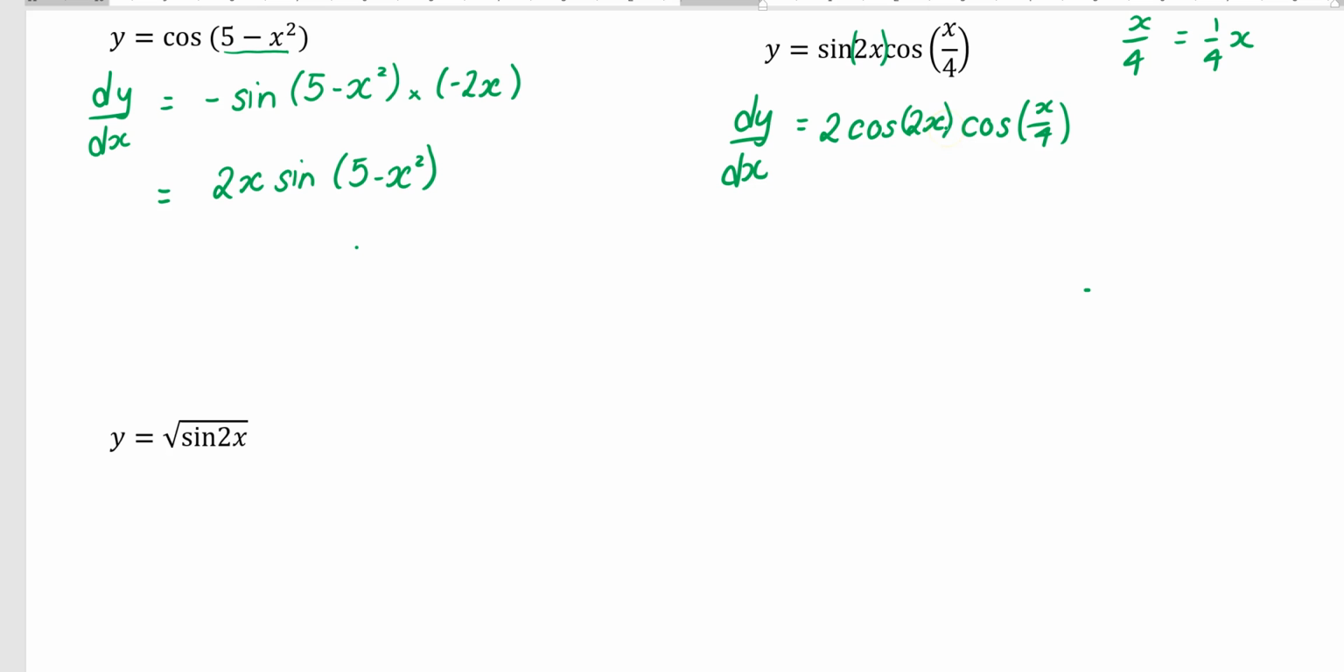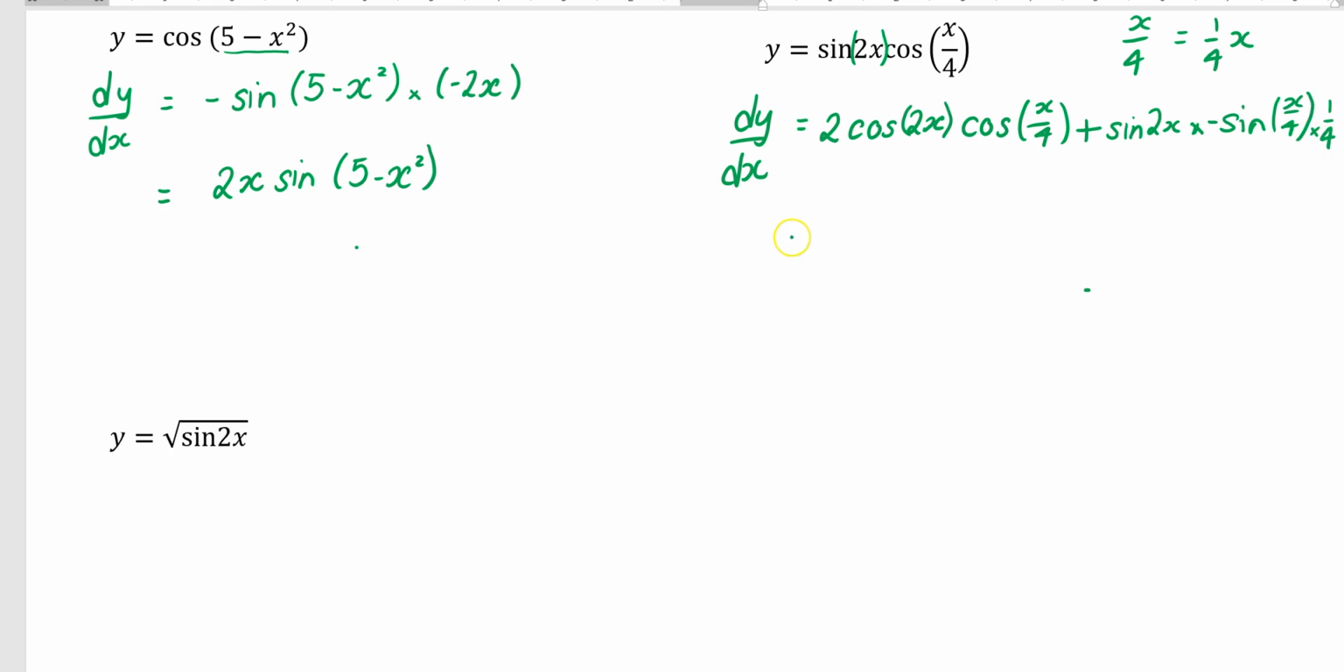Remember, it's the product rule, so it's differentiate the first function times the second plus write the first function and times the derivative of the second function. And hopefully you remember already that the derivative of cos x is minus sine. So that's going to be times minus sine x over 4. But don't forget you have to multiply by the derivative of this, which is 1/4.